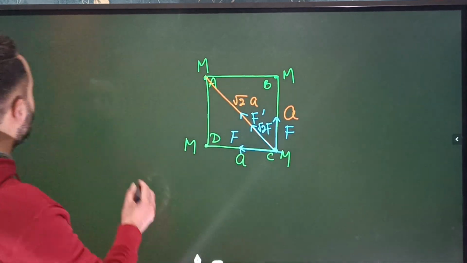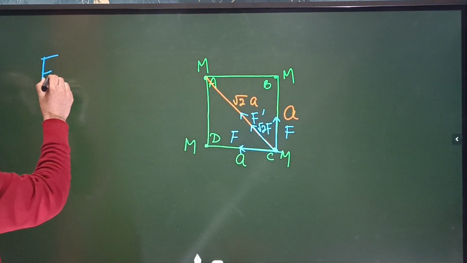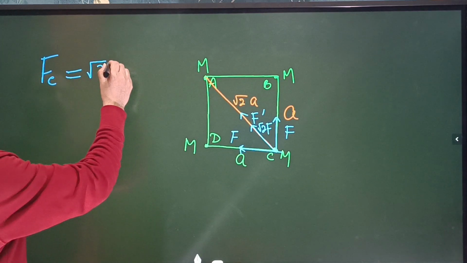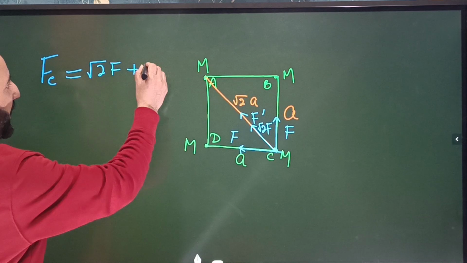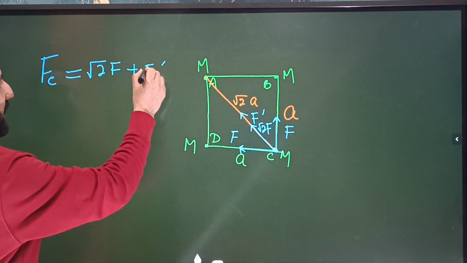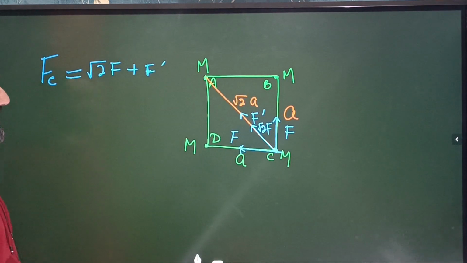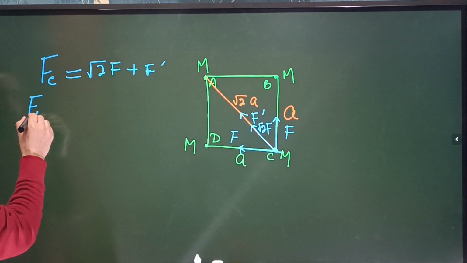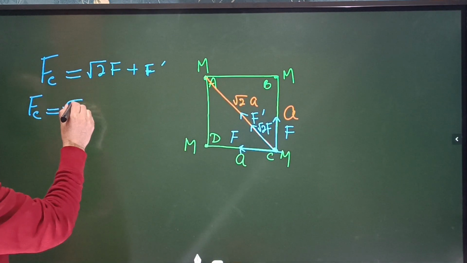All right. So the net force here, let me write it down. The net force on the particle C will be simply equal to √2 multiplied by F plus F dash. All right. Okay, so let's try to calculate it. Using Newton's law of gravitation, the net force on the particle C will be simply equal to √2 multiplied by F.